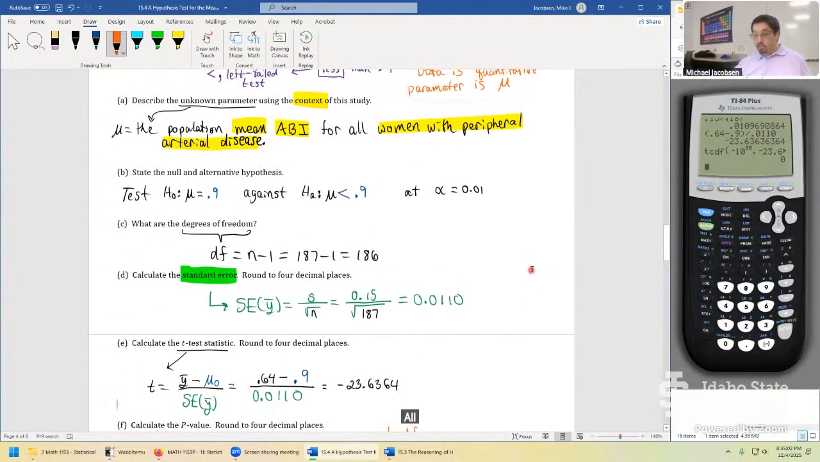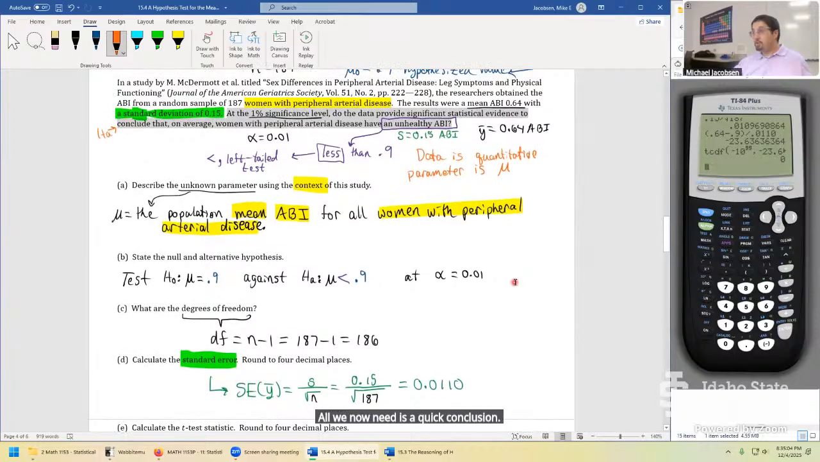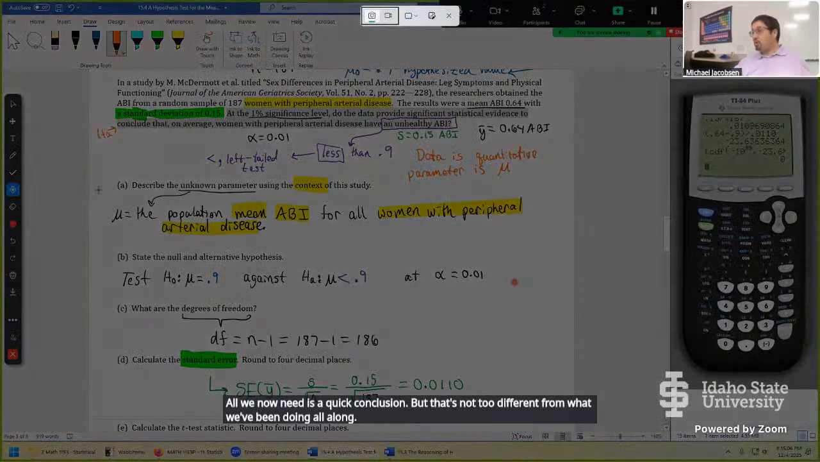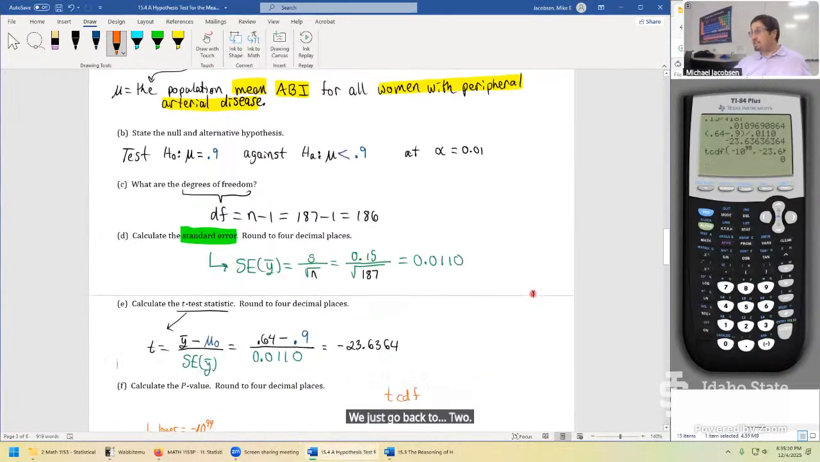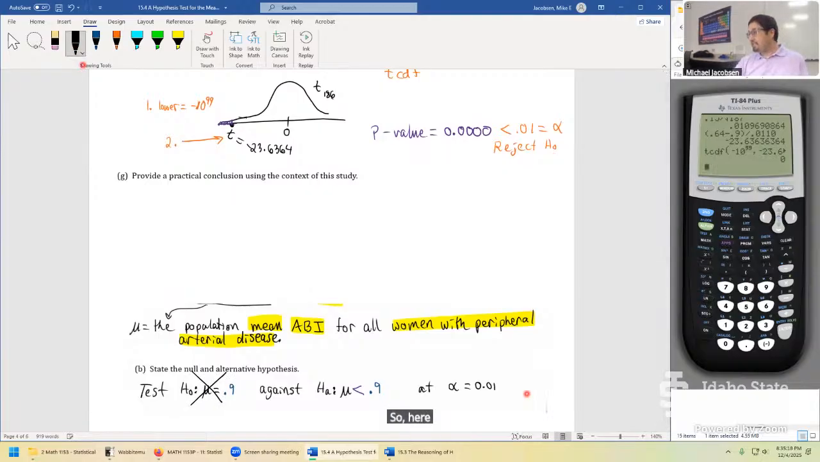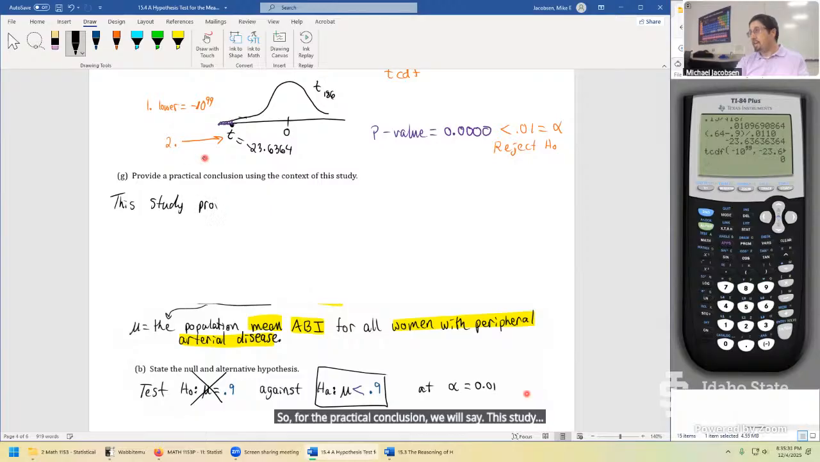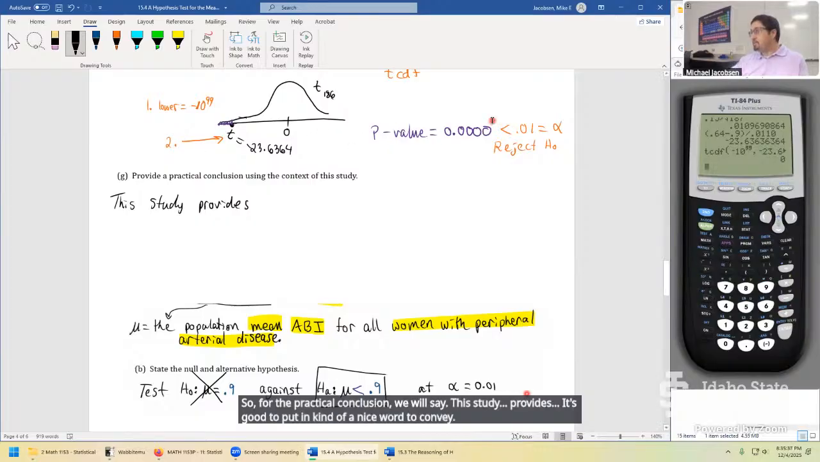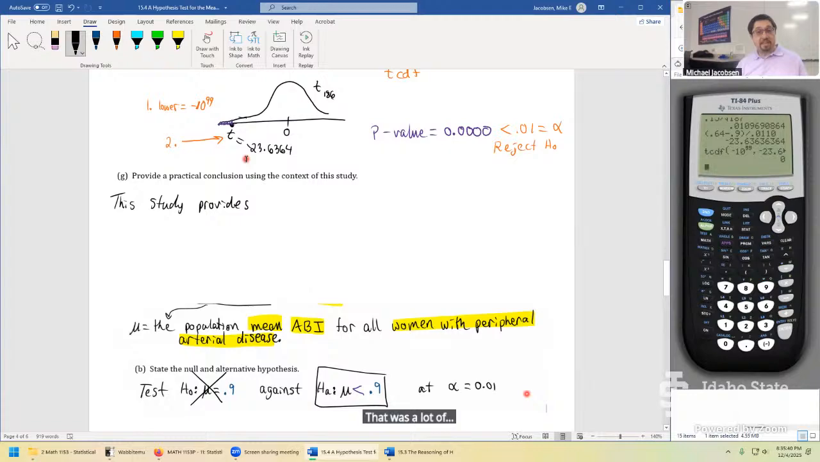All we now need is a quick conclusion, but that's not too different from what we've been doing all along. We just go back to what was the parameter, what were our hypotheses, and make a quick statement based off rejecting the null. So here's the null hypothesis rejected. We have evidence in favor of that alternative. So for the practical conclusion, we will say this study provides. Here it's good to put in a nice word to convey that was a lot of standard deviations for our test statistic. Our p-value is essentially null.